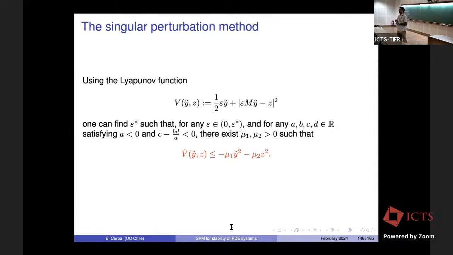Is it possible to give necessary and sufficient conditions on the coefficients to get stability? For instance, for the transport equation, yes. For the wave equation for instability, it's not clear to me. Here neither, for sufficient and necessary conditions.